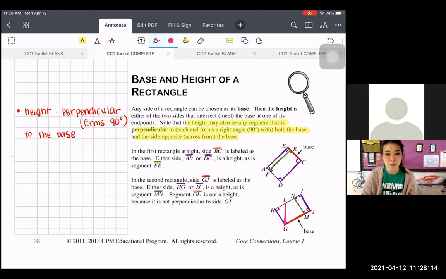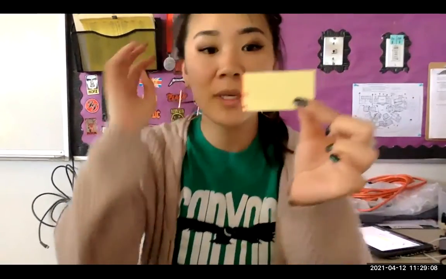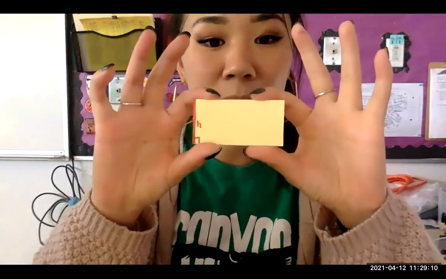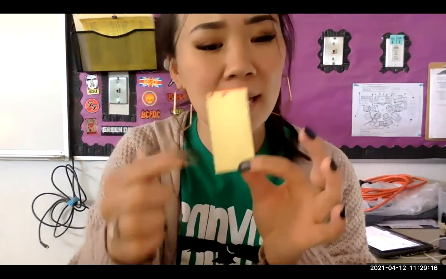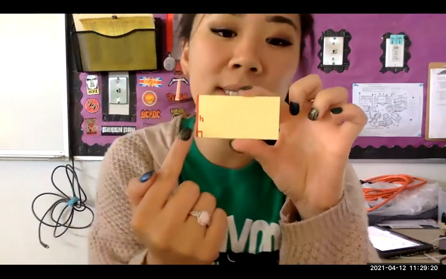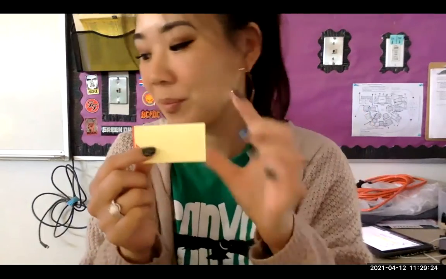I'm going to show you one more. Pause if you need to process. Here I have a rectangle. We're going to say that this is the base and this is the height. I could rotate it and say that this is the base and this is the height because it's still making that 90 degree angle. But we're just gonna say that this is the base and this is the height. This is taking it one step further.